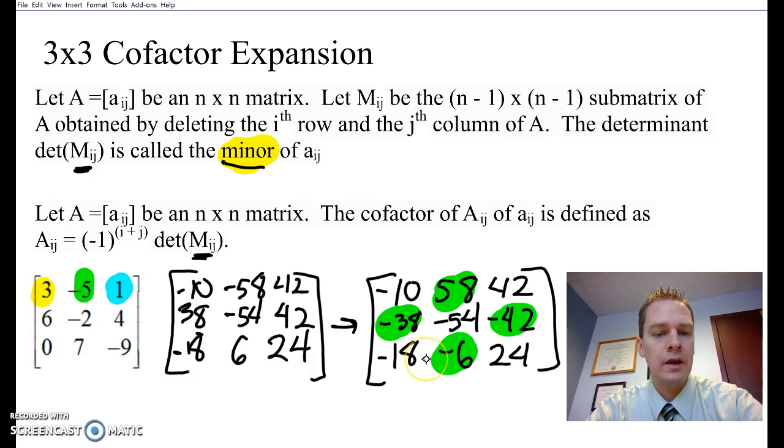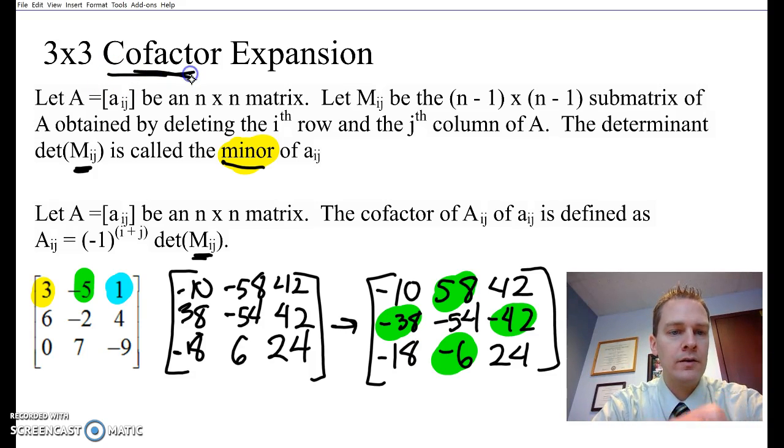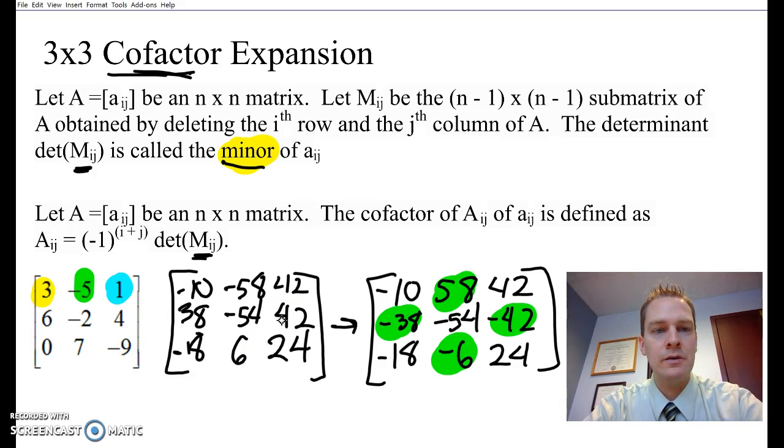If you're wondering, what did I just do? You just found the cofactors of all of the entries. If you're wondering why we would do this, I'll explain it in the next video: you can use those cofactors to find a determinant very, very quickly. That'll continue in the next video.